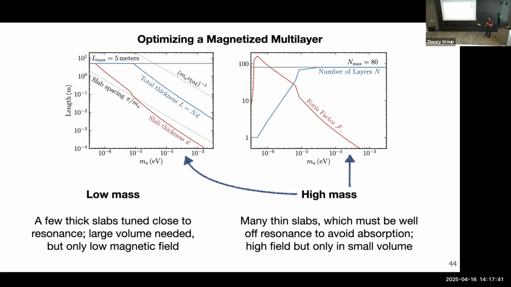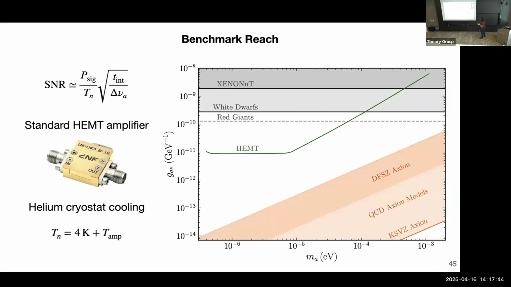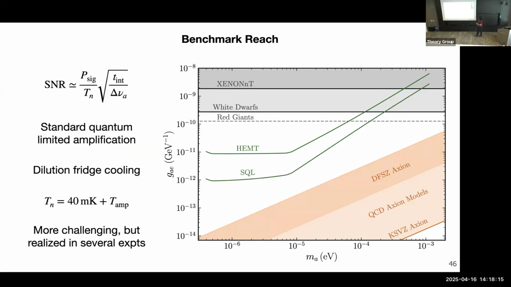So now I'm going to show you some benchmarks of how well this kind of thing could actually do. Here's the simplest benchmark. This is if I took everything off the shelf: just a normal magnet, the naive way of spacing it, and a standard HEMT amplifier. These are things that you can buy from a lot of commercial suppliers. And you also cool them with a helium cryostat, of which there are many. Then you can calculate the signal-to-noise ratio, and this is the kind of reach you would get. So you can already probe well beyond the astrophysical bound using the off-the-shelf stuff and a very cheap magnet that's almost on Amazon.